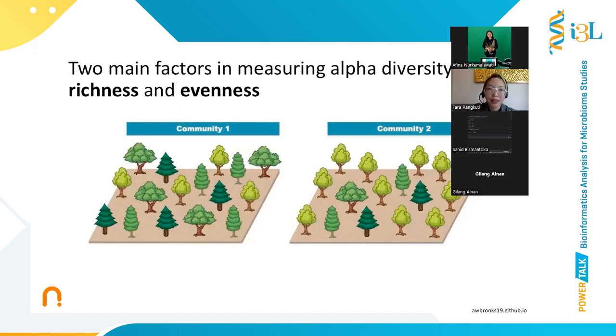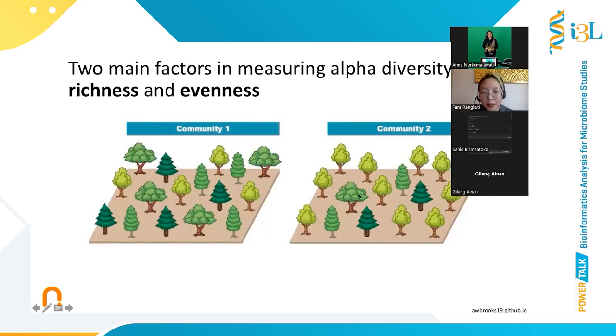Let's say you have a pizza and you have four hungry people wanting to eat the pizza and you divide it equally, one pizza divided by four. So each of you gets a quarter of the pizza. This is the most even distribution of the pizza, right? So when you have that, it means the evenness is the highest, right?